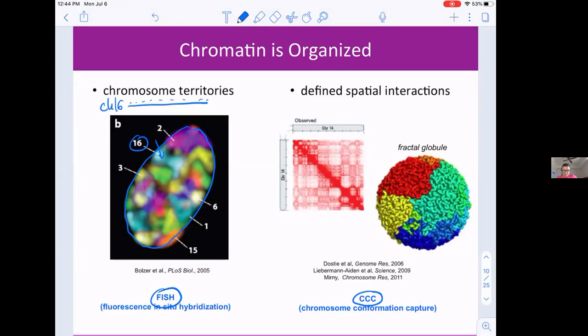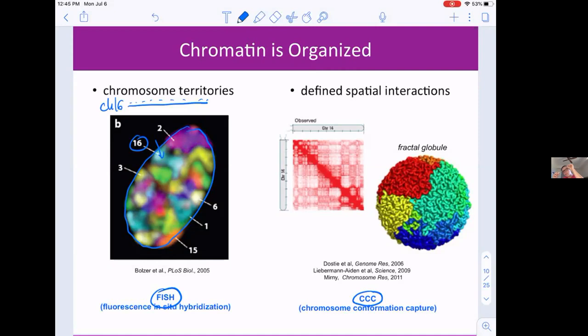This was later also confirmed by another beautiful method, which is a biochemical assay called chromosome conformation capture, developed by Job Dekker and collaborators. And that's a biochemical assay that allows you to measure. I will not go through the details of the method, but long story short, it allows you to measure the probabilities of certain sequences being in physical proximity with other sequences.